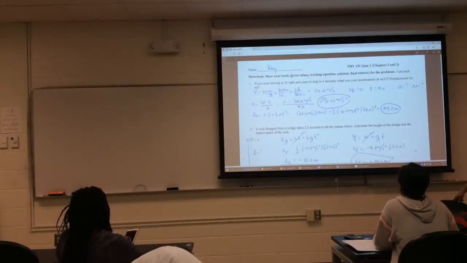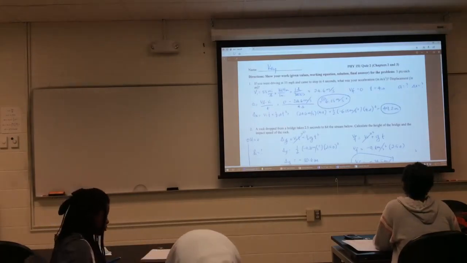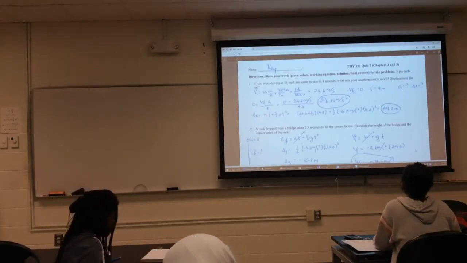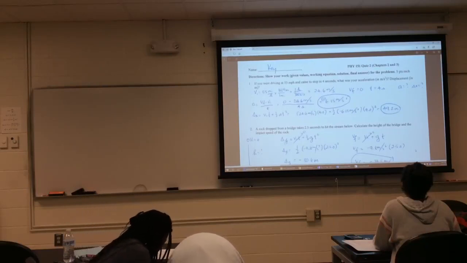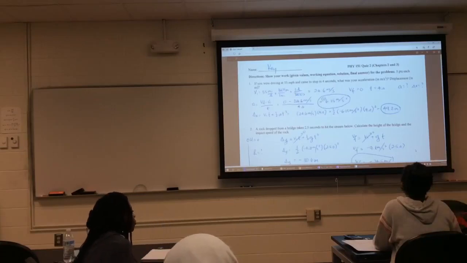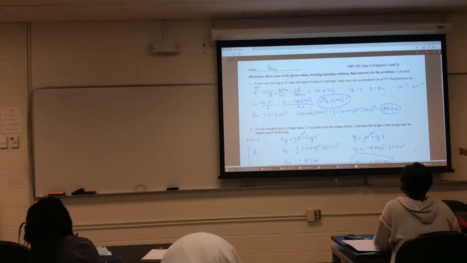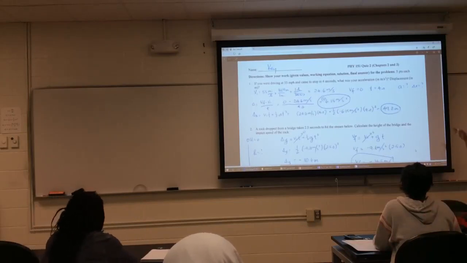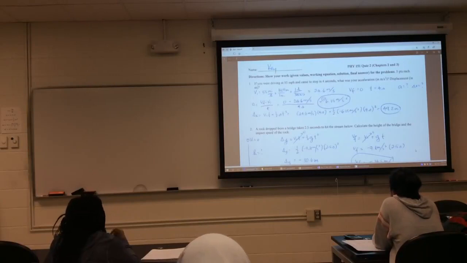So this was your take-home quiz where you need to make sure you're paying attention to the directions because your test will have the same format. You're supposed to write your given values, your working equation, some solution, and final answer. It would also be preferable for you to circle your final answer or box it, or highlight it in some way. So for this particular problem, you're driving at 55 miles per hour, came to stop in 4 seconds.